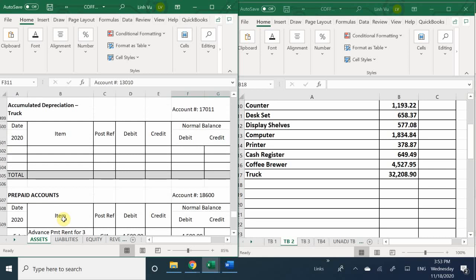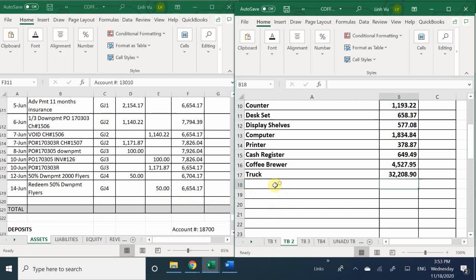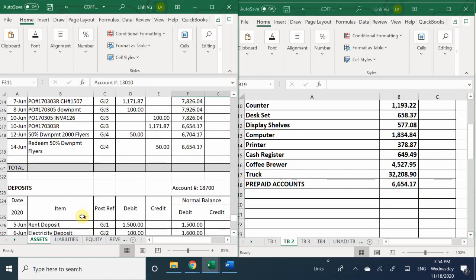And then, do we have any prepaid accounts? Yes, we do. All right, how much? 6,654.17. 665417. Good. All right.